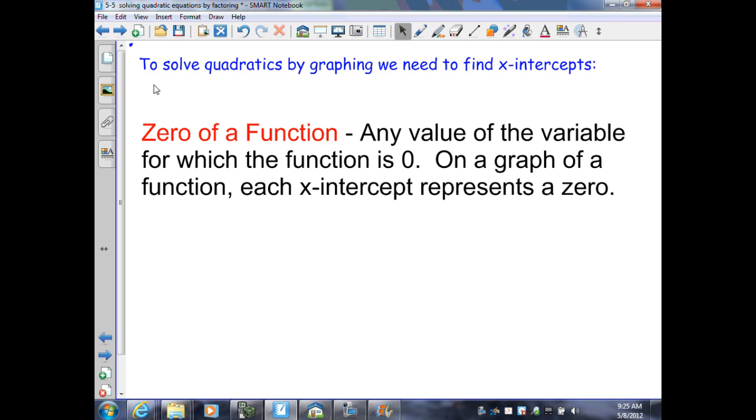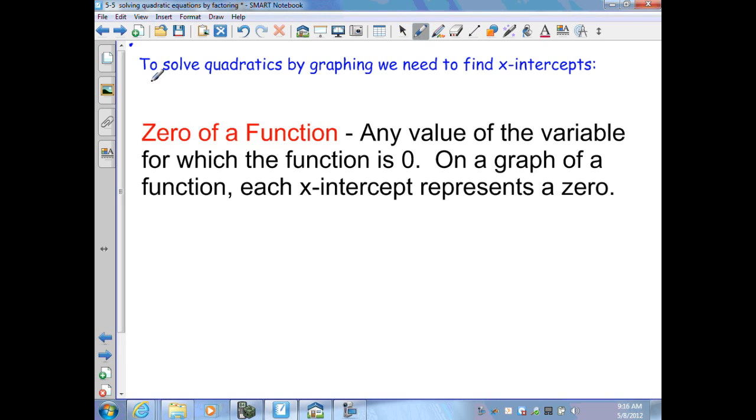Section 5.5 continued. In the previous videos, we learned how to solve quadratics by factoring and by using square roots. In this video, we want to learn how to solve quadratics by graphing. To do that, we need to find the x-intercepts. That allows us to use the zero of a function. Any value of the variable for which the function is zero will give us a solution. On a graph of a function, each x-intercept represents a zero.